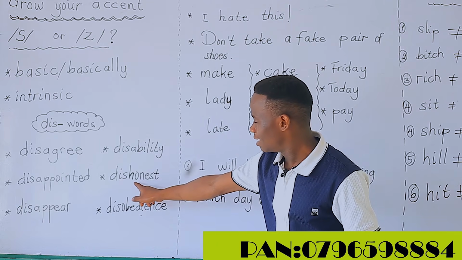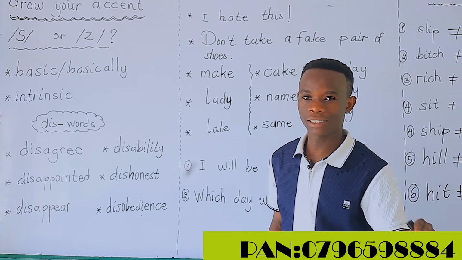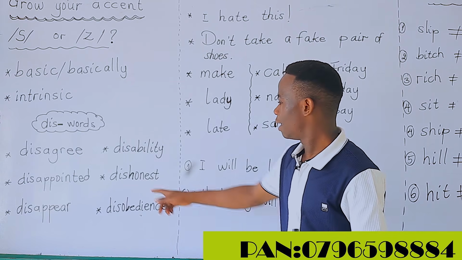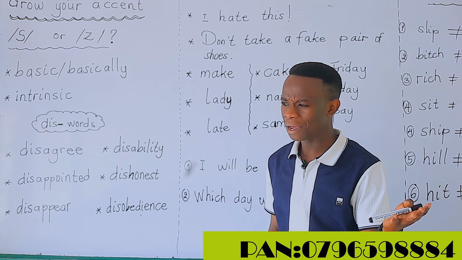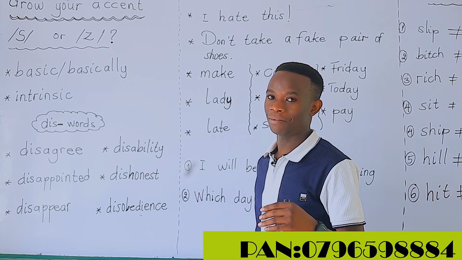So, dishonest. If someone is not honest, if they are very, very dishonest, we say dishonest, of course. Don't say it with a Z. Yeah, it sounds good, understandable, but dishonest with the S sound is better.